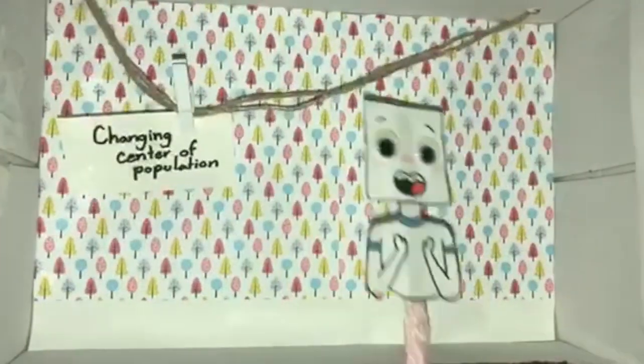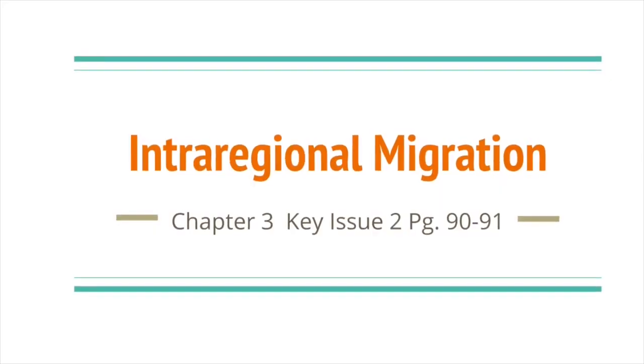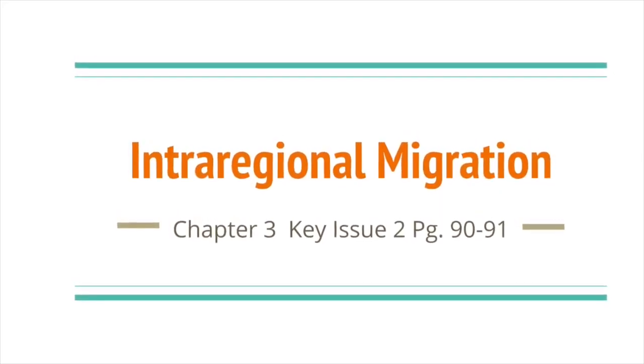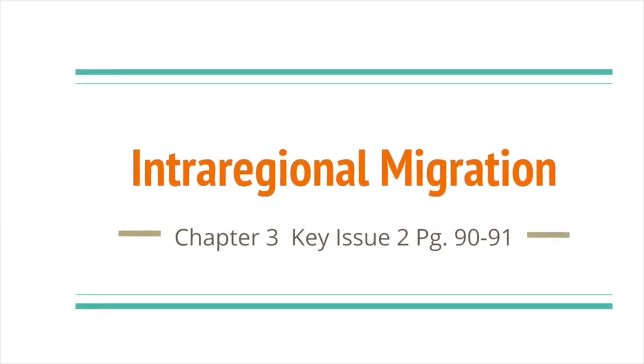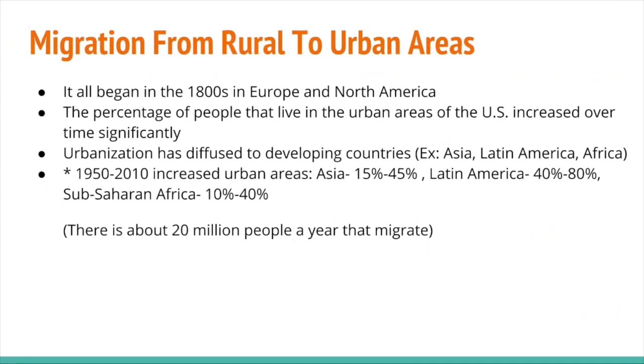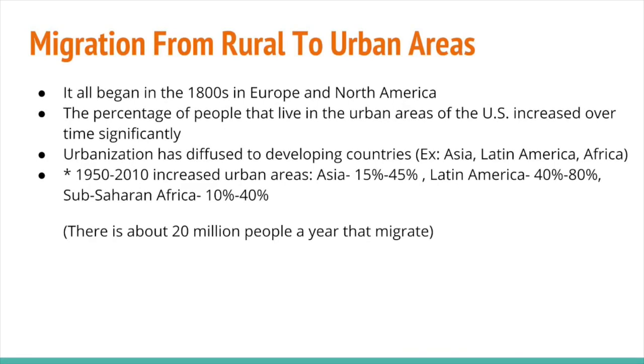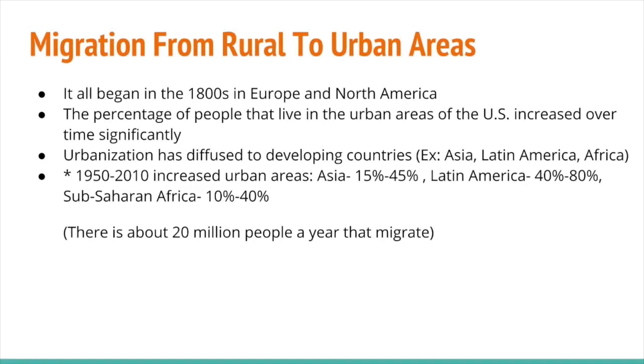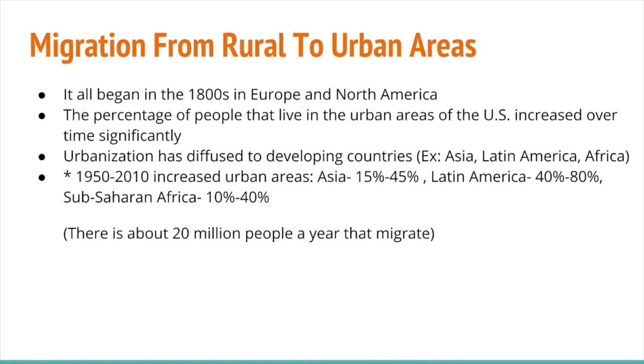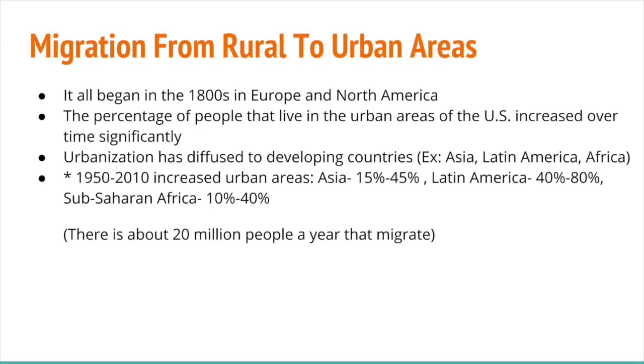Now, to move on to intraregional migration. Intraregional migration is the permanent movement within one region of the country. It was in the 1800s when people started to migrate from rural to urban areas. It all started in Europe and North America as it was a part of the Industrial Revolution.